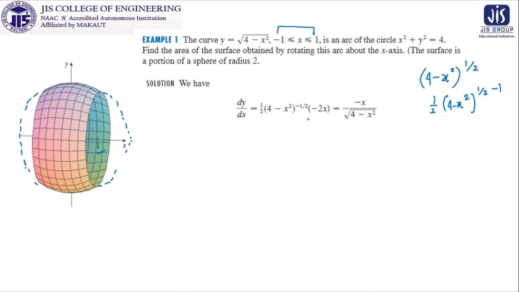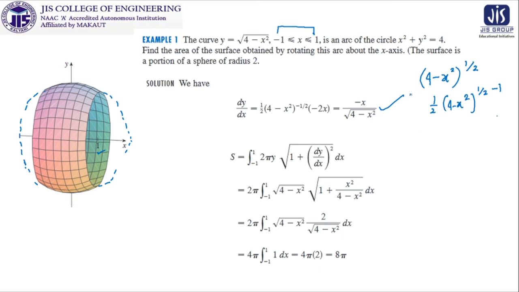So after simplification, this 2 and this 2 will cancel out. This minus sign will be there. This x will be here. Now look at this (4 minus x square) to the power minus half. It is nothing but 1 by (4 minus x square) to the power half, and that means the square root of 4 minus x square. So after simplifying, we can write this expression for dy/dx.